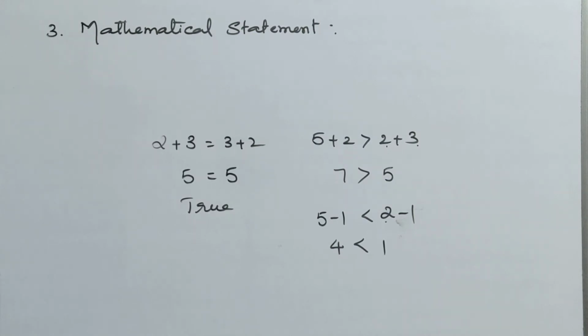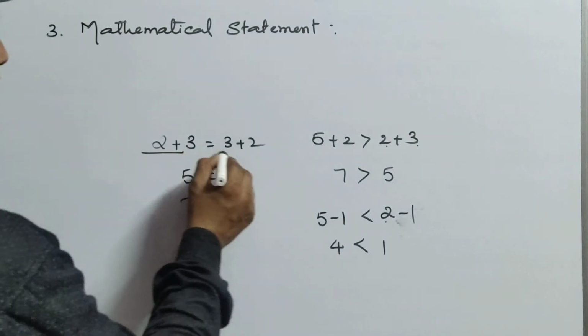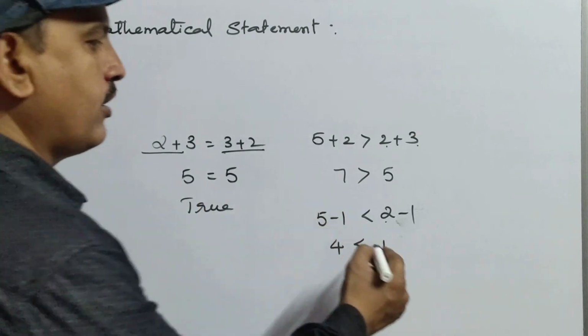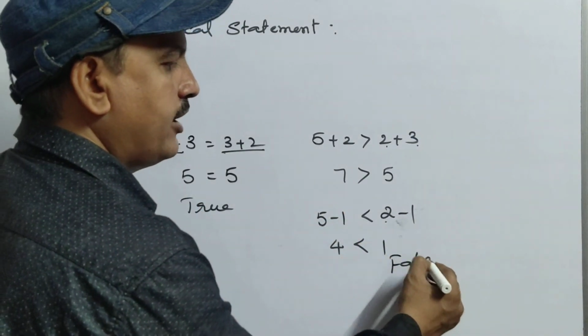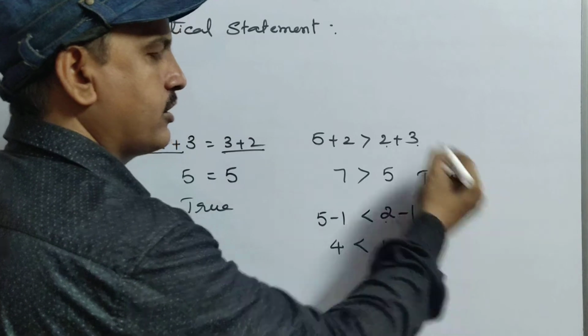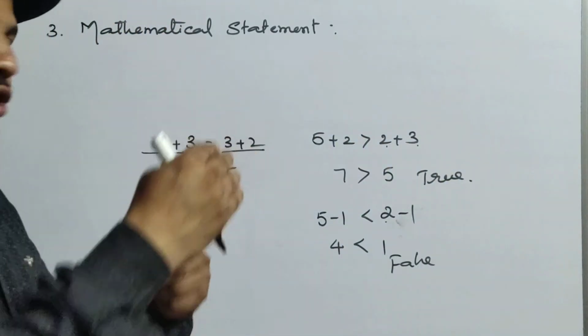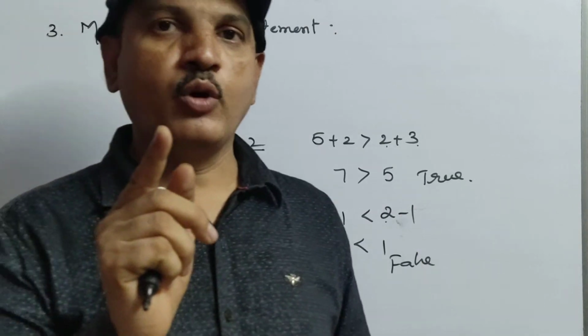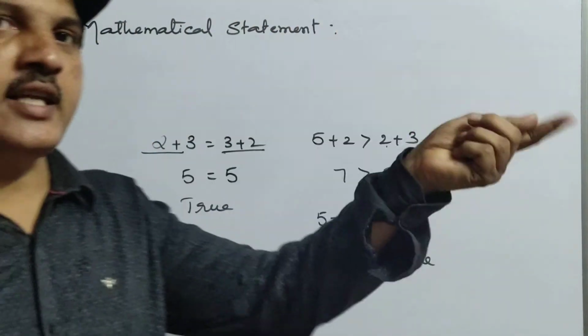A mathematical sentence that can be verified. That means a mathematical sentence that can be verified as either true or false. Either true or false. That means the second one you learned, mathematical sentence.